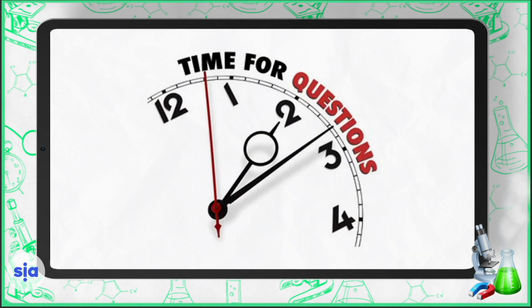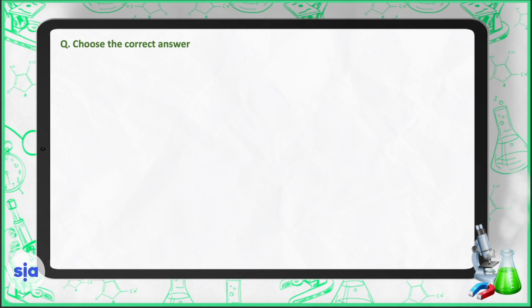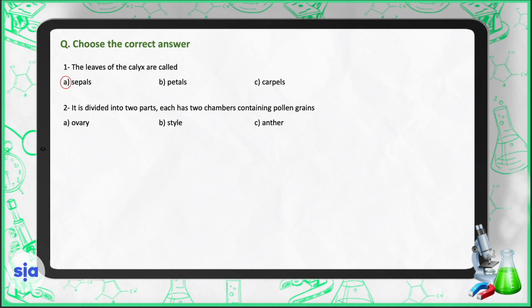Time for questions. Now choose the correct answer. The leaves of the calyx are called sepals, petals, carpels. Sepals. Answer.